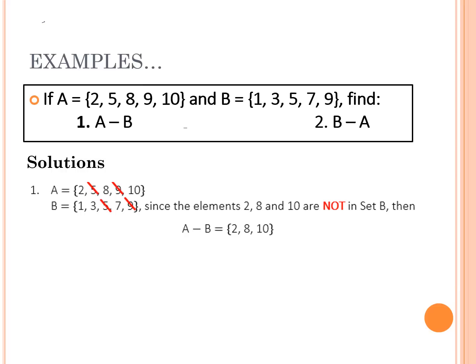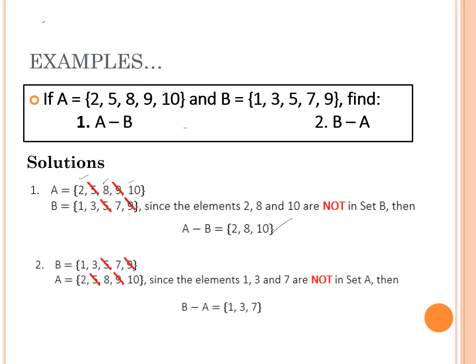The elements of set B are 1, 3, 5, 7, 9, and they both have 5 and 9 as common elements, so we are going to remove those from set A. And what is left in set A is 2, 8, and 10. That's why the answer here is 2, 8, and 10. For number 2, we have B minus A. We are going to remove the common elements from set B. So remove 5 and 9, and we are left with 1, 3, and 7.